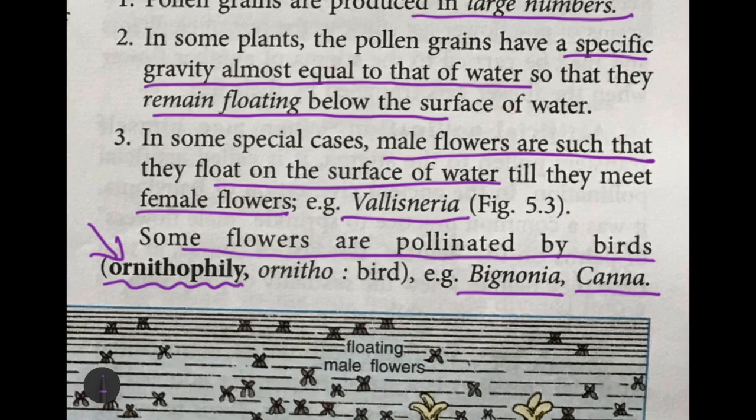Which plants are pollinated by birds? Bignonia and canna. I think you have heard about hummingbird. What does a hummingbird do? It hums, isn't it? Makes a particular sound. That sound is coming from its wings. It quickly flaps its wings because it does not want to fly. It has to stay in one place and its beak is inside the flower, taking in the nectar.